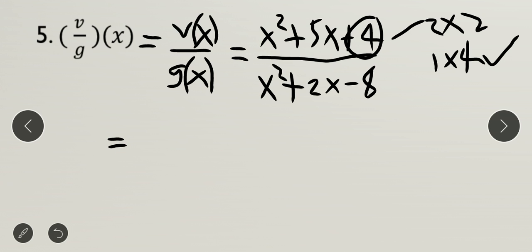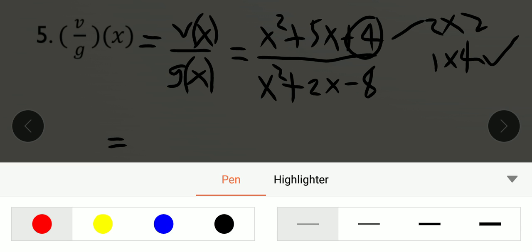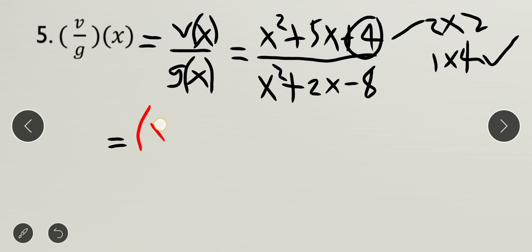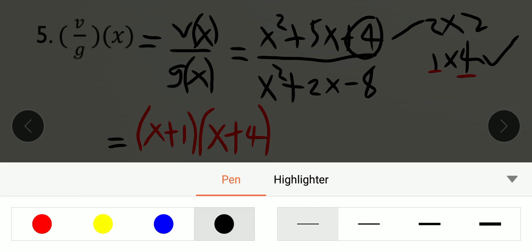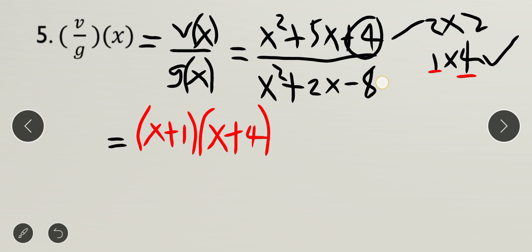So, this is now equal to x plus 1, that's coming from here, times x plus 4, that's coming from the second factor. Such that if you are going to multiply the two using the FOIL method, I'm sure that the result would be x squared plus 5x plus 4. Now, how about the denominator part? Is our denominator factorable? Let's find out.